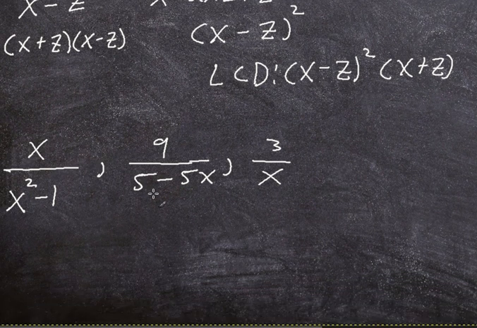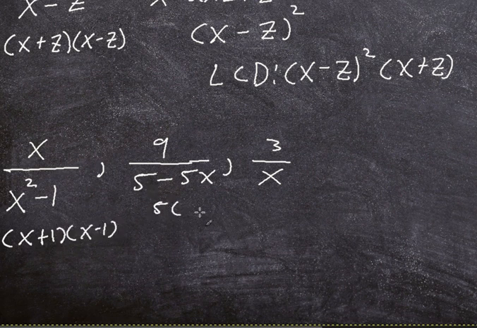Okay, let's talk about the LCD for this problem. X squared minus 1, that looks like a difference of squares. 5 minus 5x, looks like I could factor out a 5 and then just an x here. All right, so I'm going to break this up and see what pieces we're looking at. We have x. Again, this is a difference of squares, so x plus 1, x minus 1.